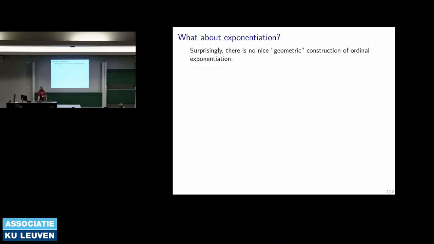right? So what about exponentiation? So we did addition and multiplication. It was quite straightforward. And surprisingly, at least to me, there is no nice geometric way to see exponentiation. So you could see the addition as putting one thing after another. You can see the multiplication as taking the Cartesian product. And you could think that, well, the exponentiation should be some kind of function space or something like this, right? But that's too big in general.